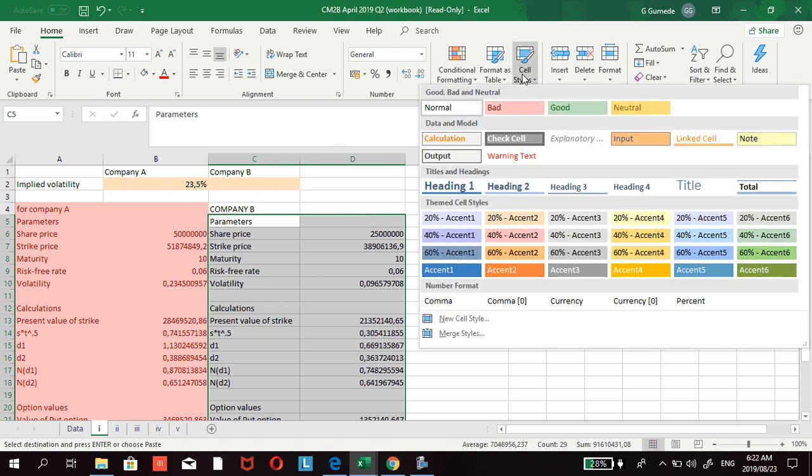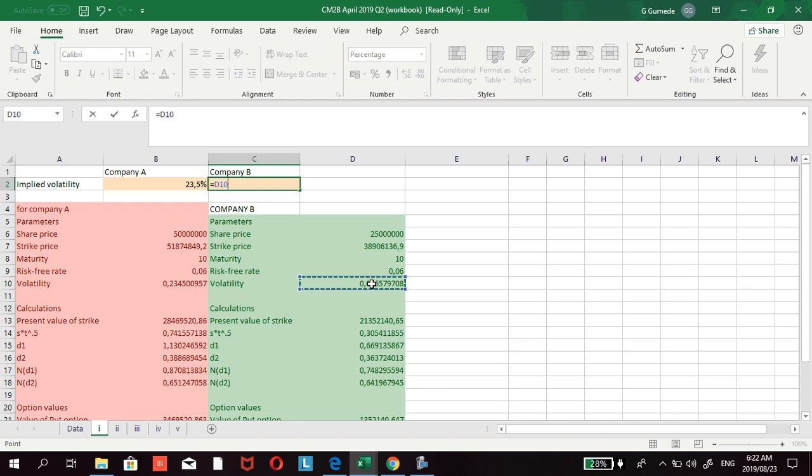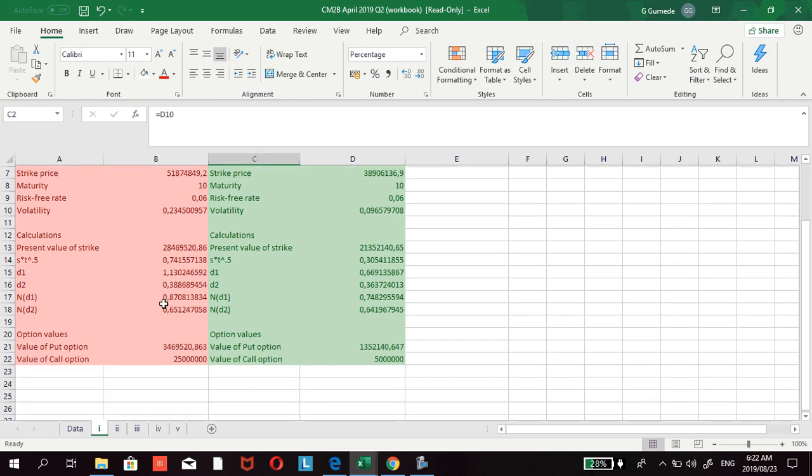And I'm going to highlight this one so that I won't get confused. So what is my volatility? I'm going to pick up this value here, which is what the examiner is looking for. So they are my volatilities. Okay, so we have done the question.